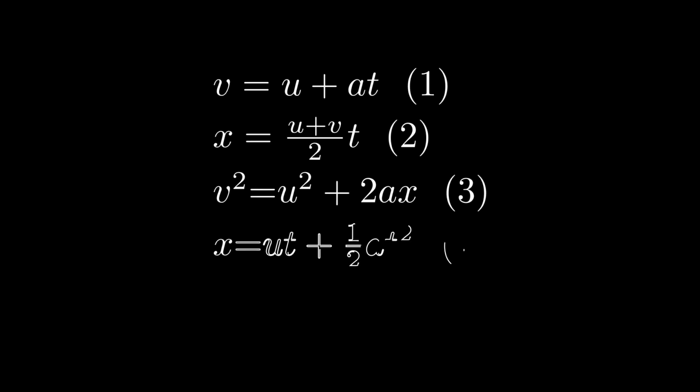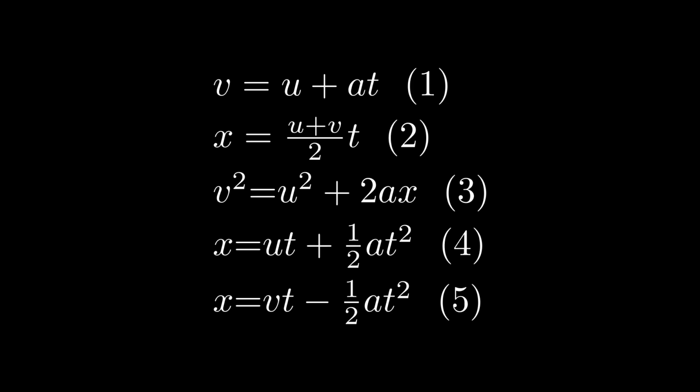We now have all five equations. To summarize, equation 1, v equals u plus at, equation 2, x equals u plus v over 2 times t, equation 3, v squared equals u squared plus 2ax, equation 4, x equals ut plus 1/2 at squared. And equation 5, x equals vt minus 1/2 at squared.